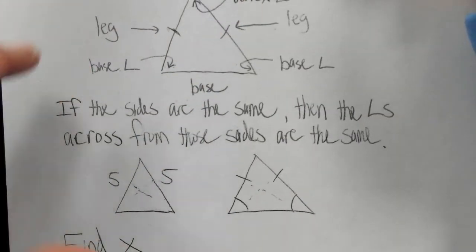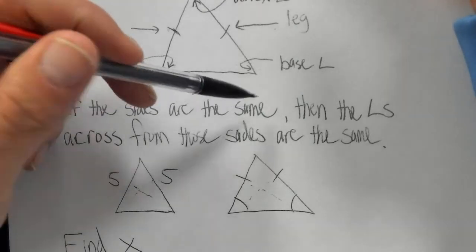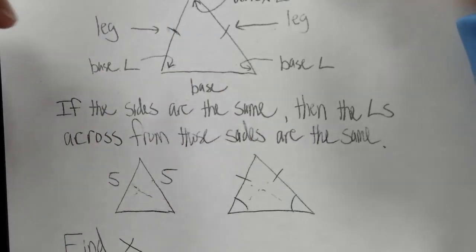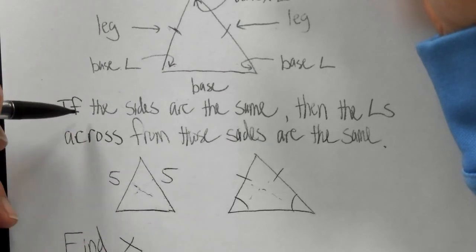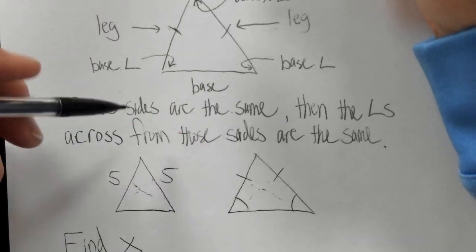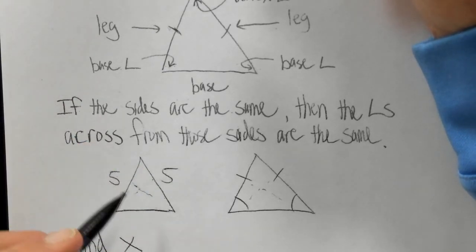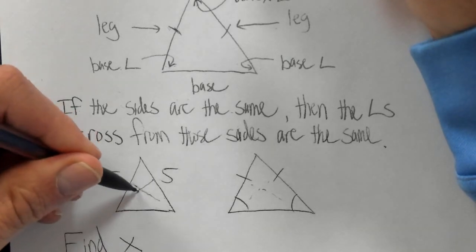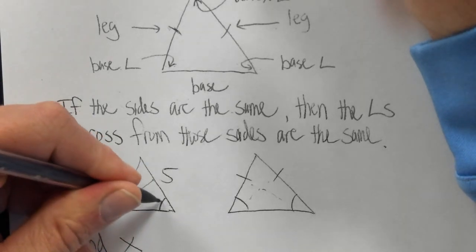Alright, next thing we come to is a theorem, and it says that if the sides are the same, then the angles across from those sides are the same. So for example, let's say I have an isosceles triangle and the legs are 5. So this side is 5 and this side is 5. Well, the theorem says if the sides are the same, then the angles across from those sides are the same. So if these are my two sides that are the same, 5 and 5, then the angles opposite from those two sides would be the same, which means that this angle would be the same and this angle would be the same.